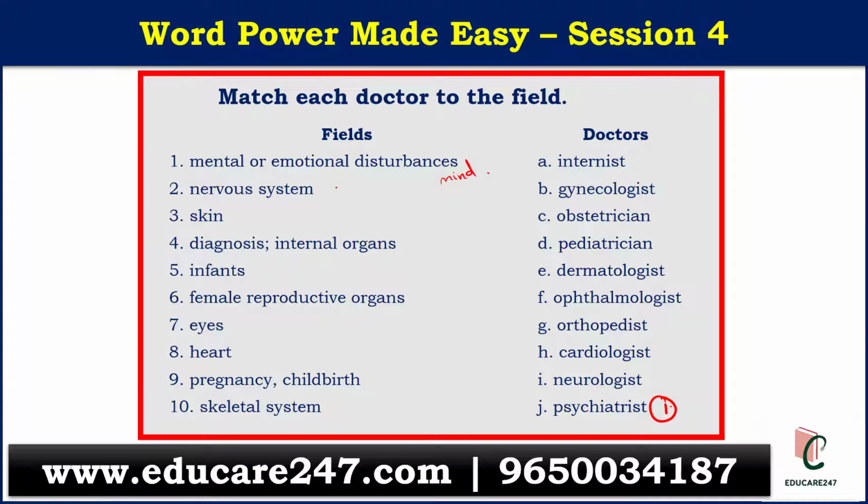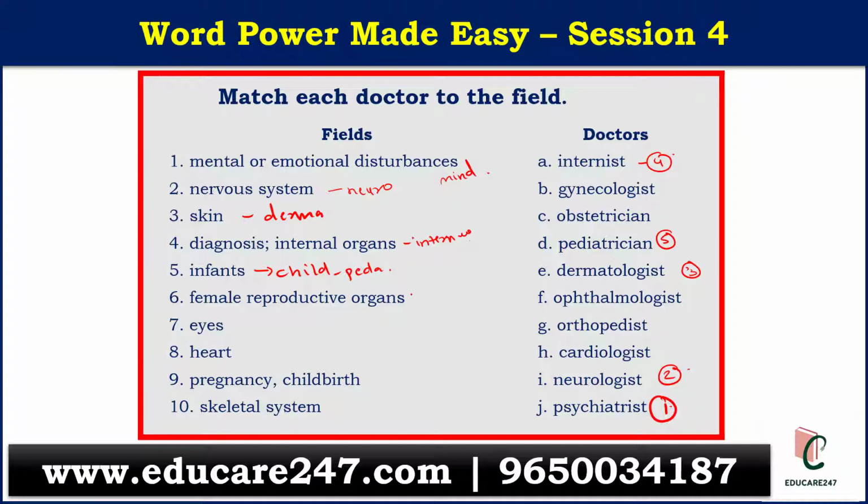Next we have nervous system. So nervous system was neuro, so it's going to be a neurologist. Third one is skin, so derma. So it's going to be a dermatologist. Next is internal organs, which means internus, which means an internist. Next we have the infant, which means child, which means pedios. So it's going to be a pediatrician.